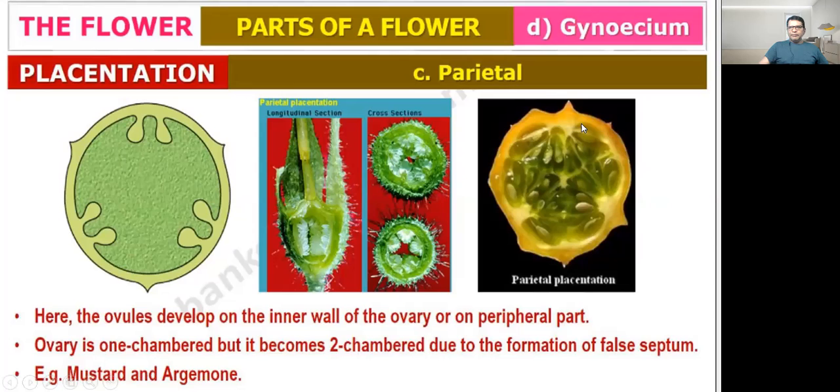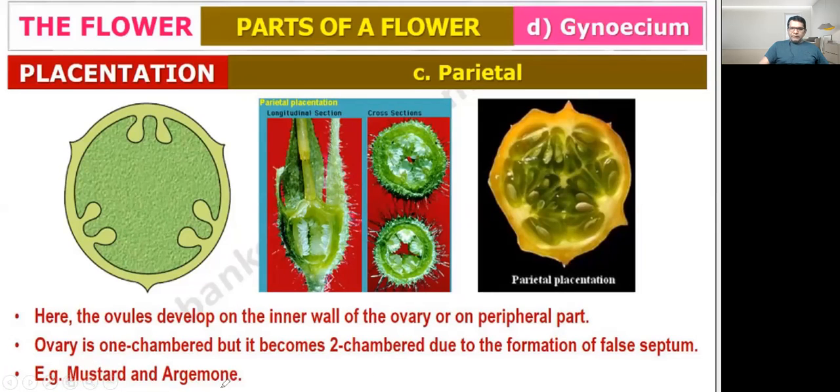Next is parietal placentation. Here, the ovules develop on the inner wall of the ovary, the peripheral part. Ovules are borne on the peripheral part of the ovary wall. The ovary is one chamber, but it becomes two chambers due to the formation of a false septum.